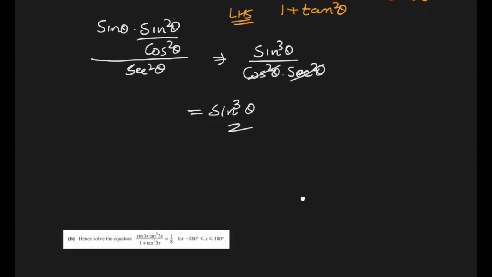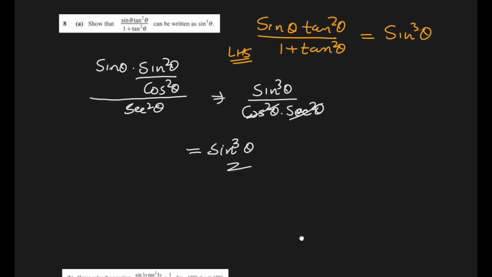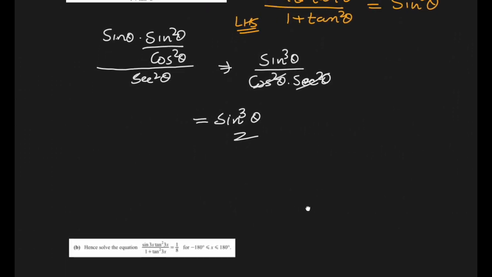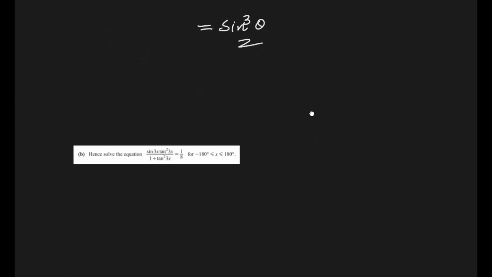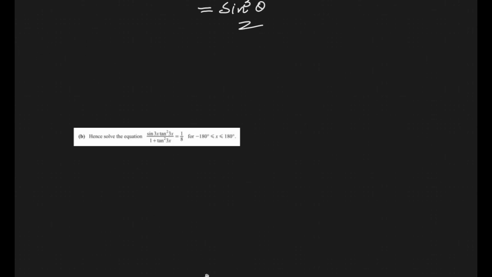B part says, hence solve this equation equal to 1 over 8. So does it have everything? Sine theta tan square, 1 plus tan square, equal to 1 over 8. Okay, so this equation becomes, the format will be this now: sine cube theta, which is sine cube 3x now, equal to 1 over 8. Right? I can substitute the left side with its equivalent got from the A part. Alright, cube root this and cube root this to get rid of cubes. So sine 3x is equal to 1 over 2.